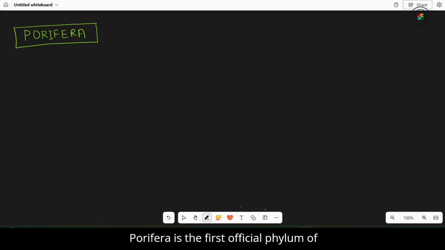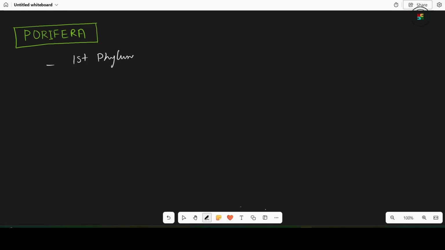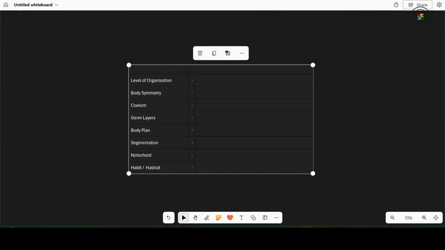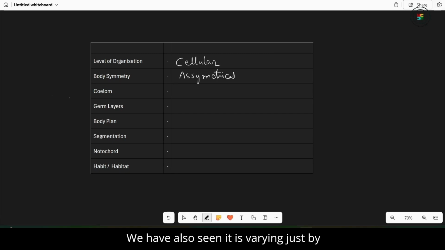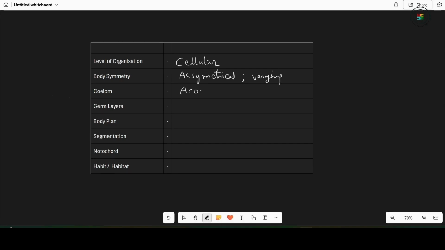Porifera is the first official phylum of the animal kingdom. It has a cellular level of organization. Body symmetry is asymmetric. We have also seen it is varying just by chance, sometimes it may be radial. Phylum Porifera do not have a coelom, so it is acoelomate.